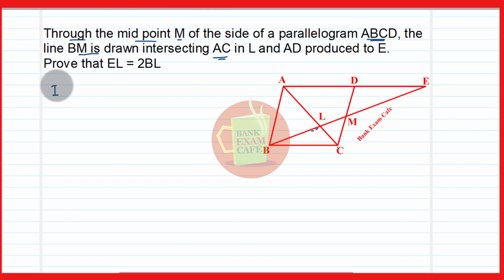So in triangle BMC, this triangle BMC, and another triangle EMD, this triangle EMD, we see that this is equal to this. MD is equal to MC, because M is the midpoint of DC, it is given, and since M is the midpoint, DM will be equal to MC.